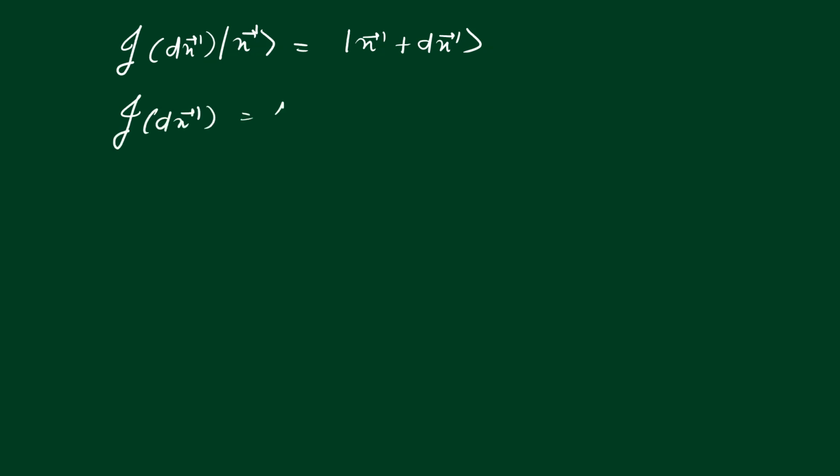In this session, we defined the infinitesimal translation operator by its action on the position eigenket. We say that it has to be equal to the ket x vector prime plus dx vector prime. And then we said that if this is an infinitesimal translation operator, it has to satisfy certain properties, like unitarity, for example. We said that it has to be unitary, and there are some other properties.